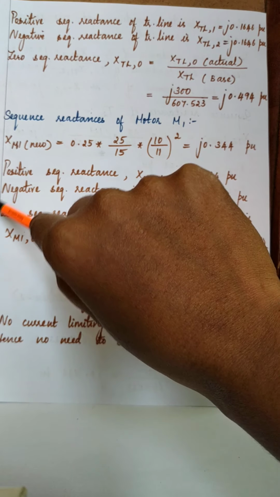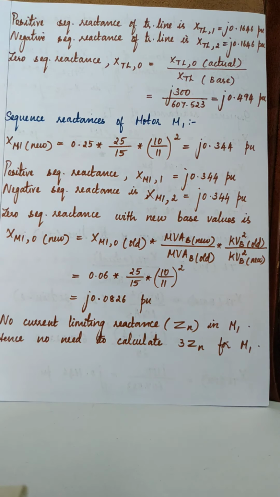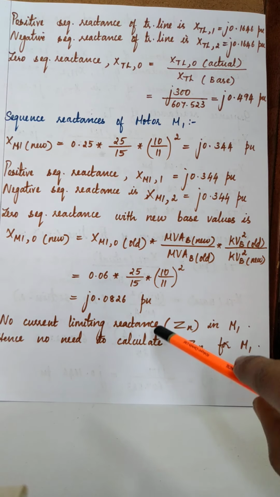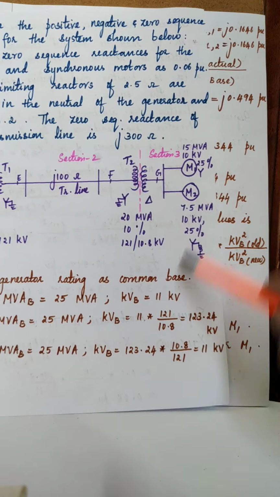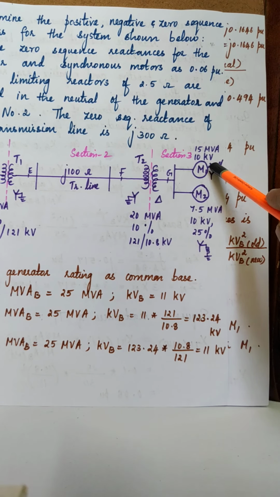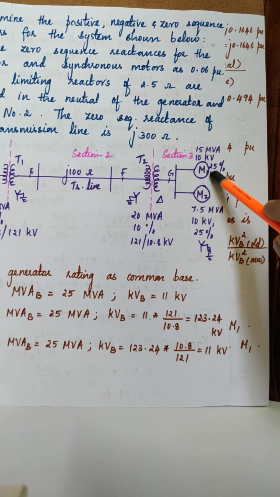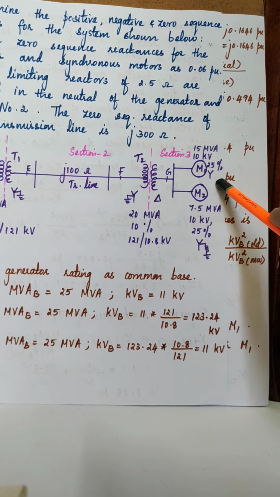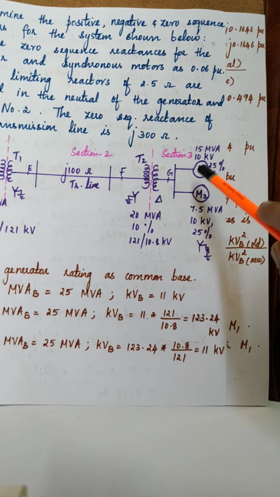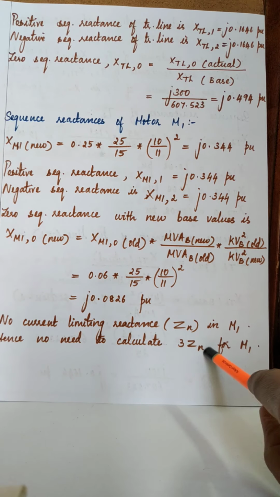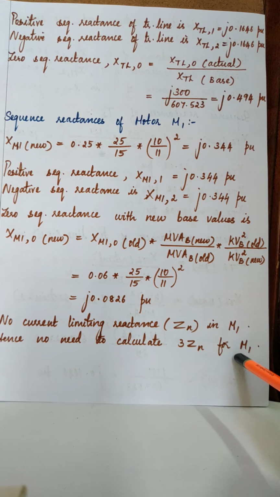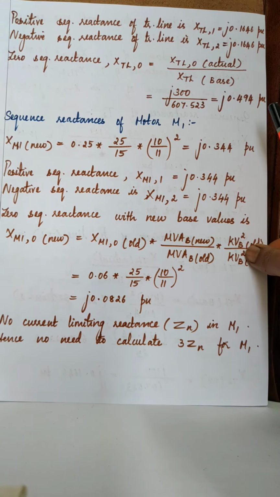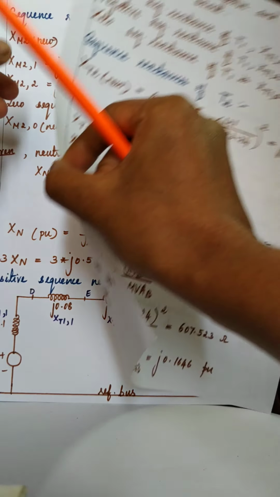So be careful about the calculation of zero sequence reactance. Now look at the type of neutral. In the case of motor 1, it is left open. There is no neutral grounding. So there is no need to calculate 3Zn for motor 1. Now coming to the sequence reactances of motor 2.